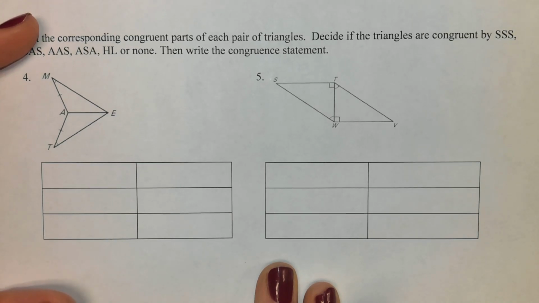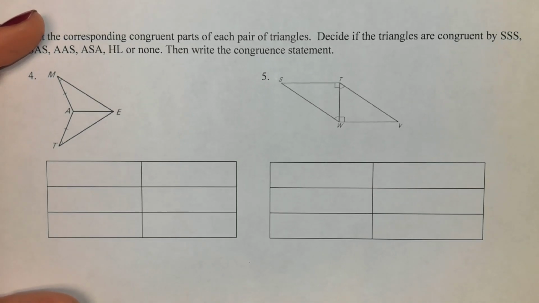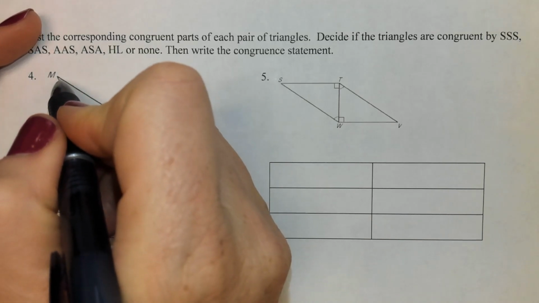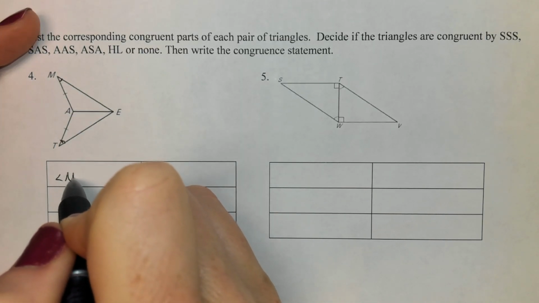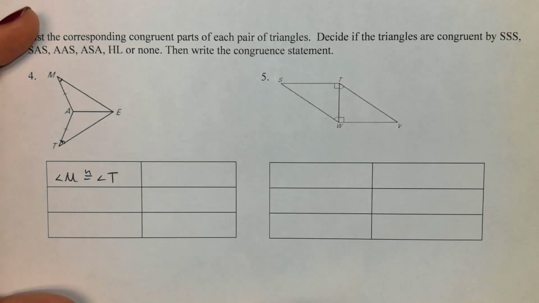List the corresponding parts of each pair of triangles, and then we're going to decide if they're congruent. So now I'm going to make you write down what things are equal. Based on the picture, I can see it's real tiny, but they do have that arc mark in there, and they have the one there. So I know that angle M is congruent to angle T. They told me that.